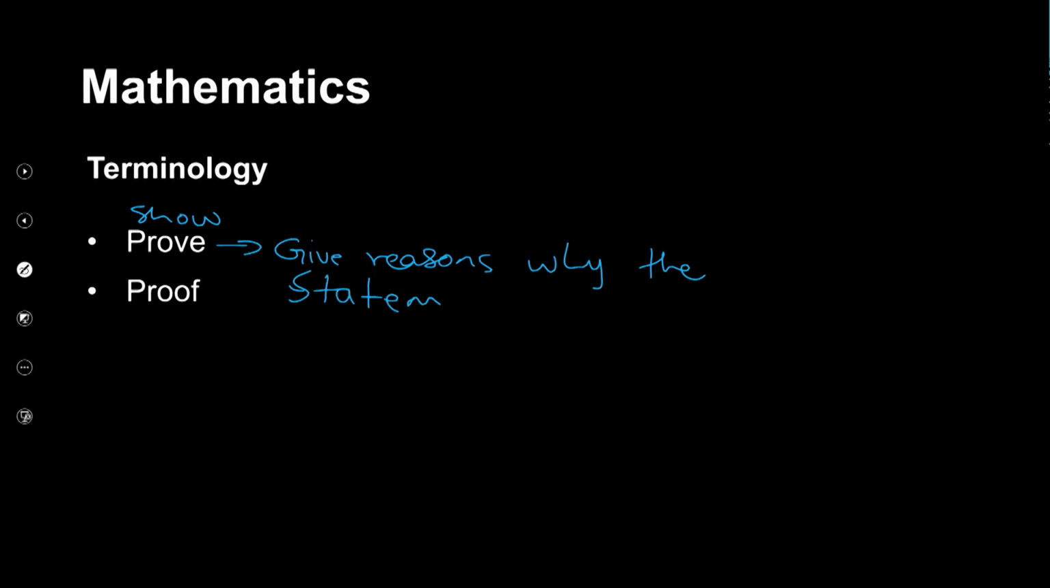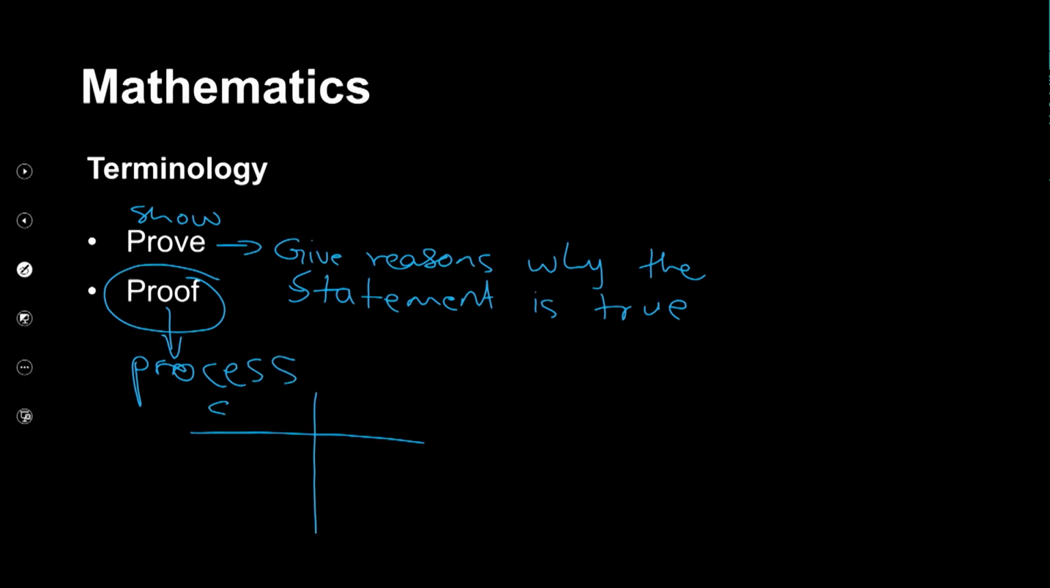It's not that I am saying you need to prove something and then the result might not be what I'm trying to say, right? The reason why the statement is true. And this giving of reasons that I'm saying you need to do is therefore what we call the proof, right? So this will be the process that you write down. And the process will always be what? You having a statement, right? You give me a statement there.